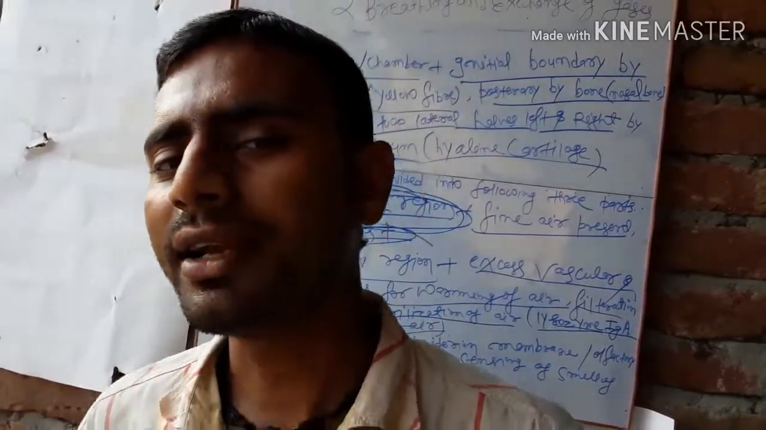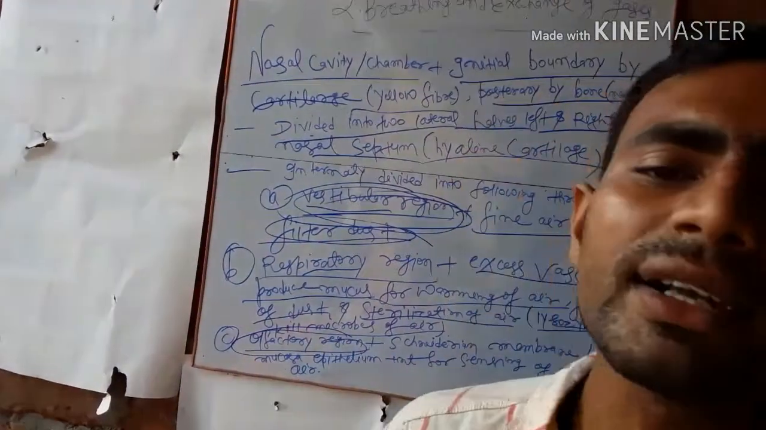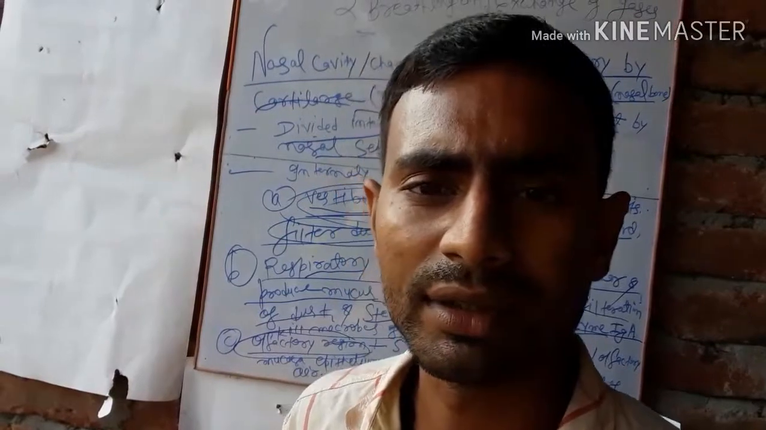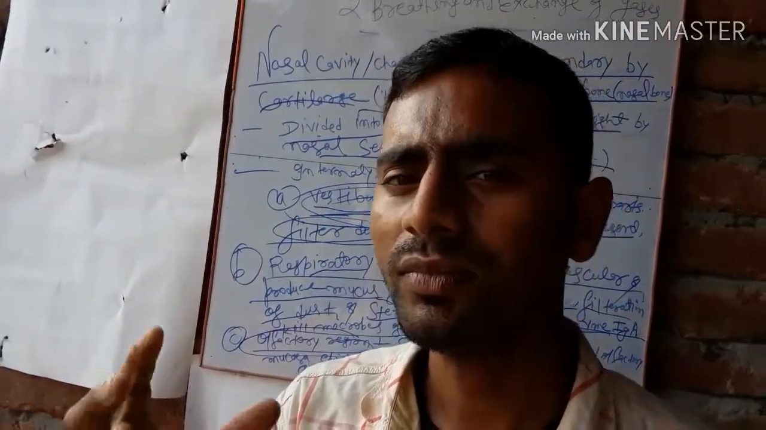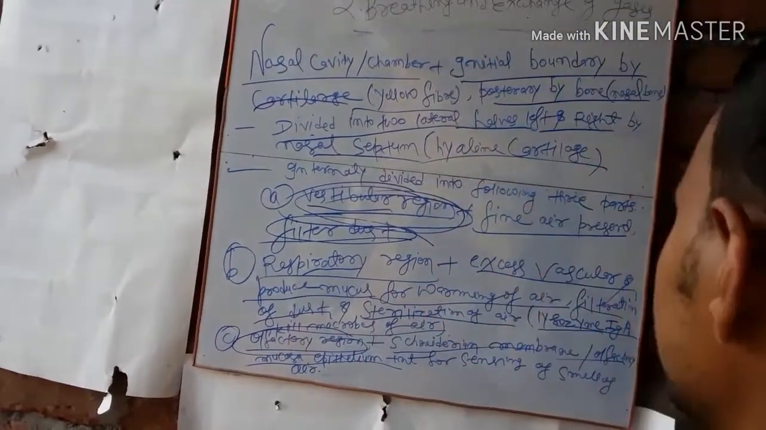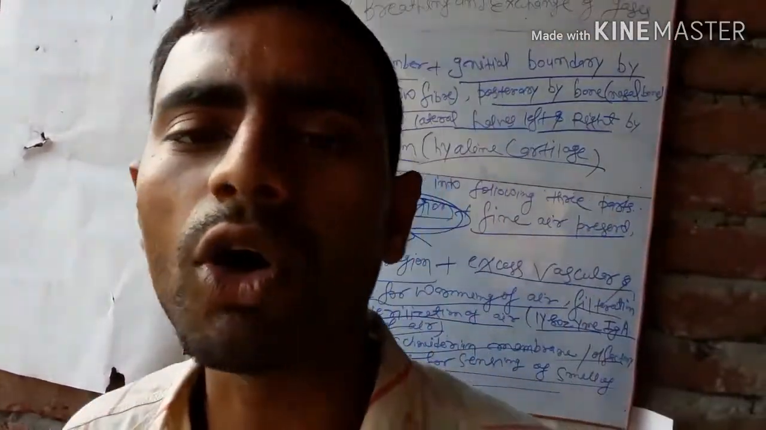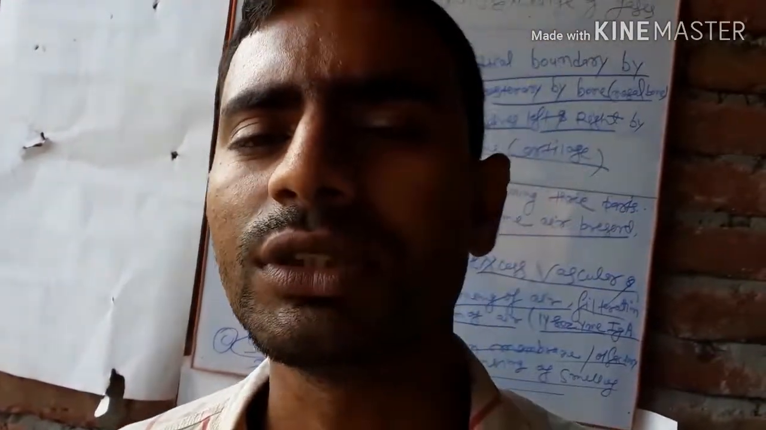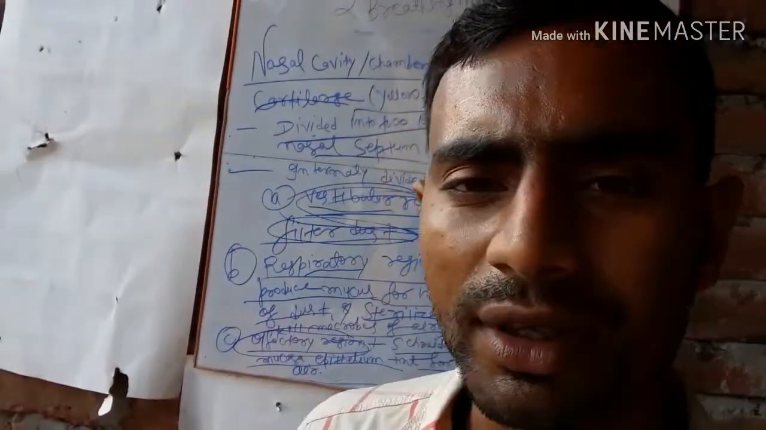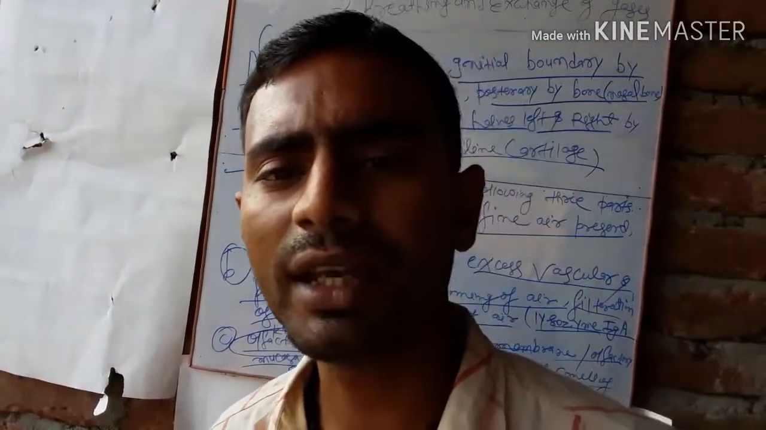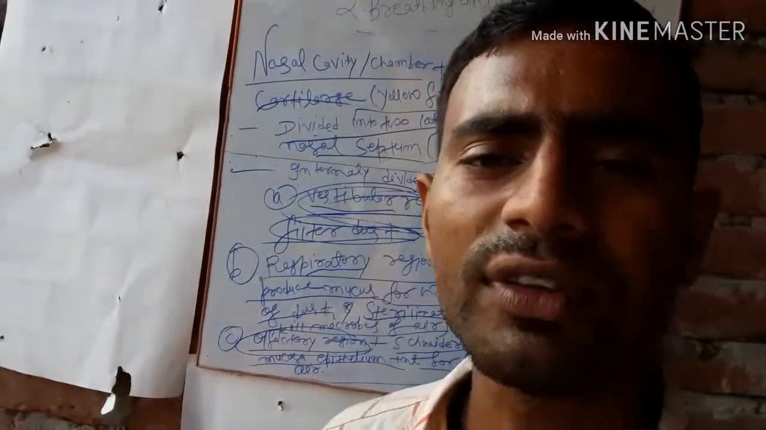And last is the olfactory region. In the olfactory region there is the Schneiderian membrane and the olfactory mucosa epithelium, for sensing the smell of air. This is a very important question because it is asked in many exams, also in NEET and other general exams in which biology is asked.